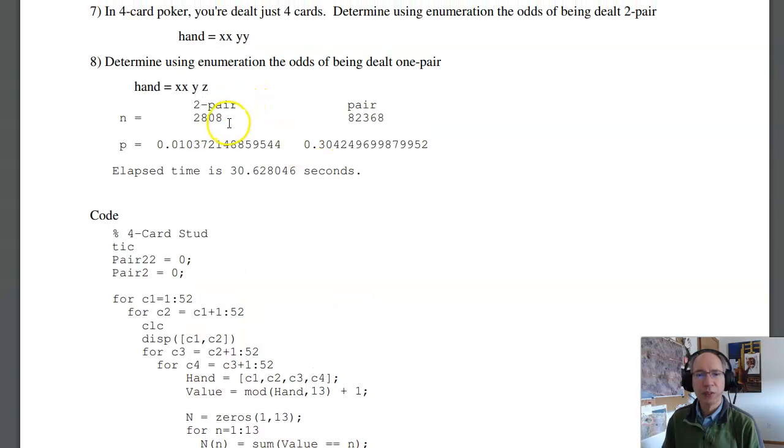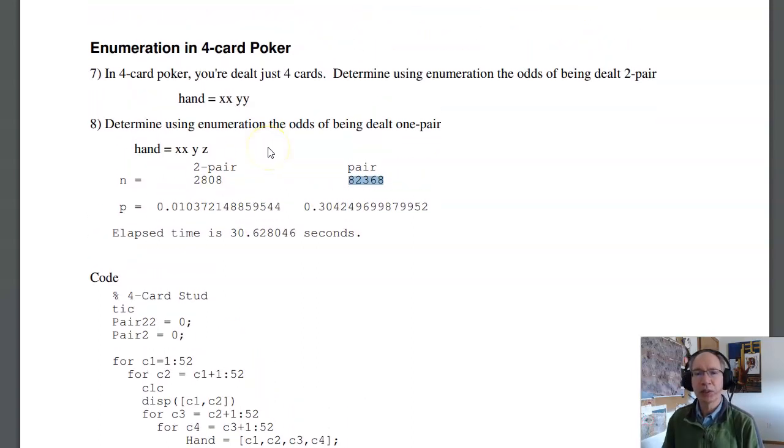So if I do that, there's 2,808 different ways of getting 2 pair, or 1% chance. 82,386 pairs, 30% chance. And again, remember those two numbers because when we get to combinatorics, we'll see if we can calculate those two numbers. So that's homework set number 1 for ECE 341.